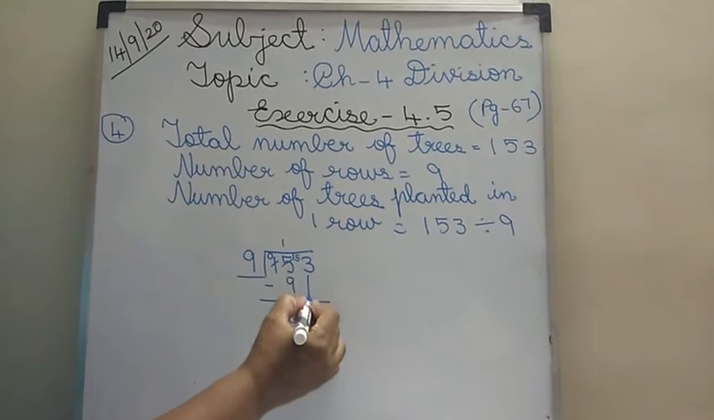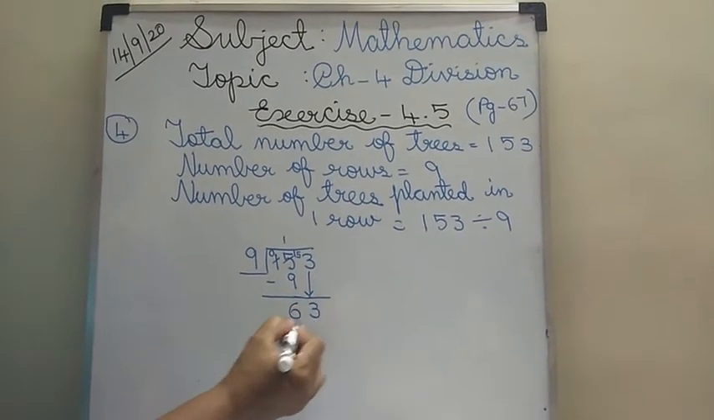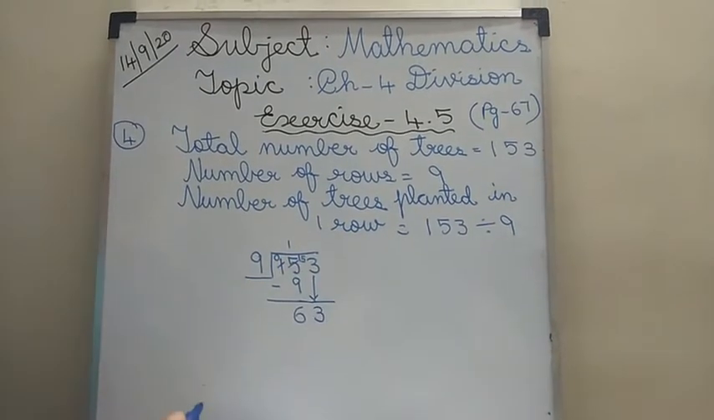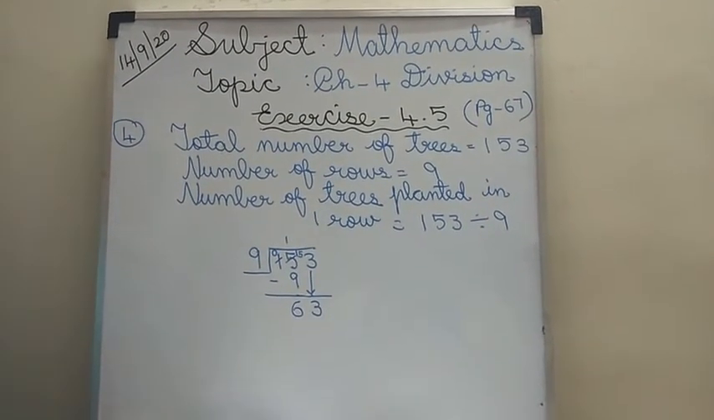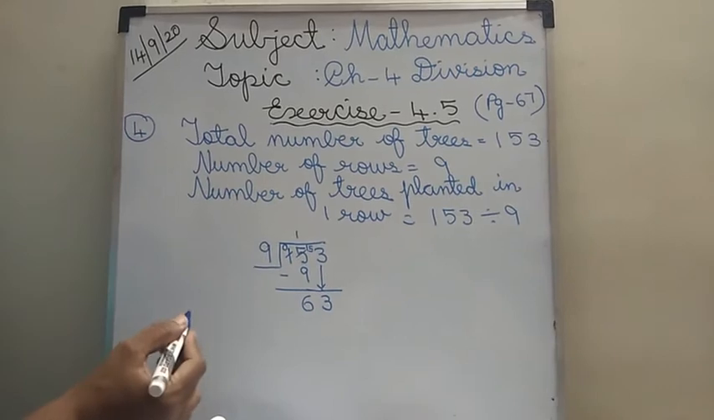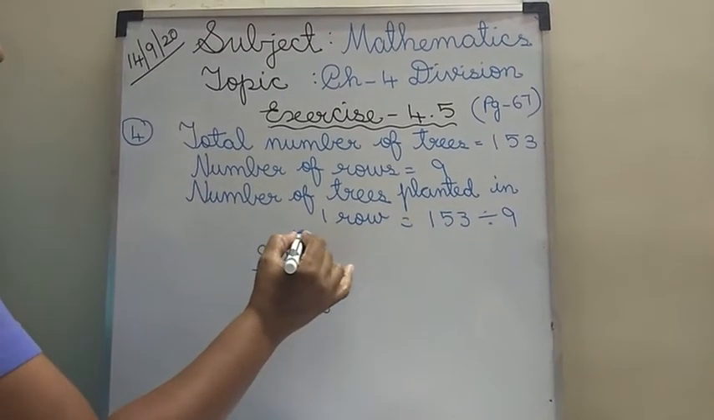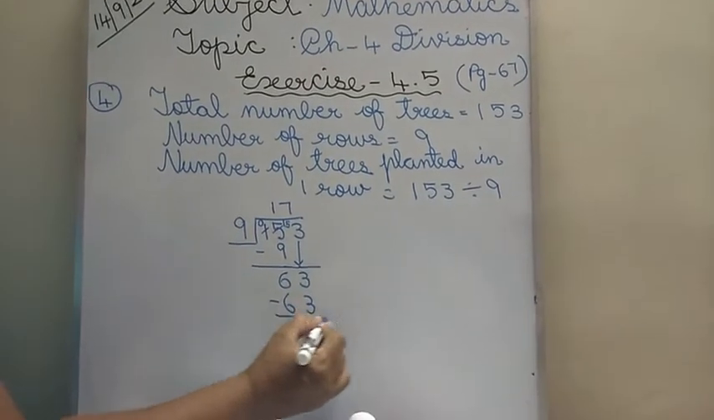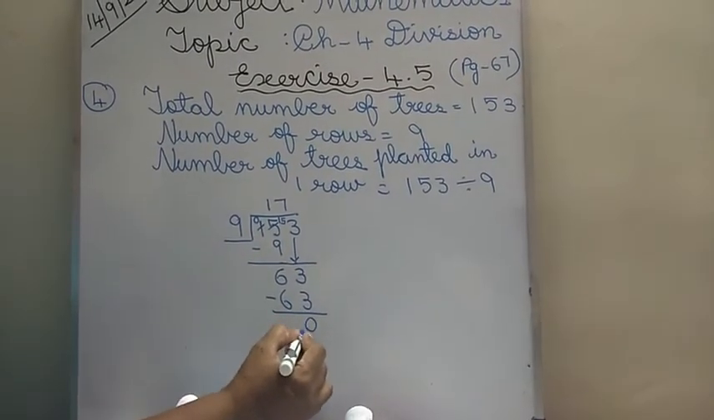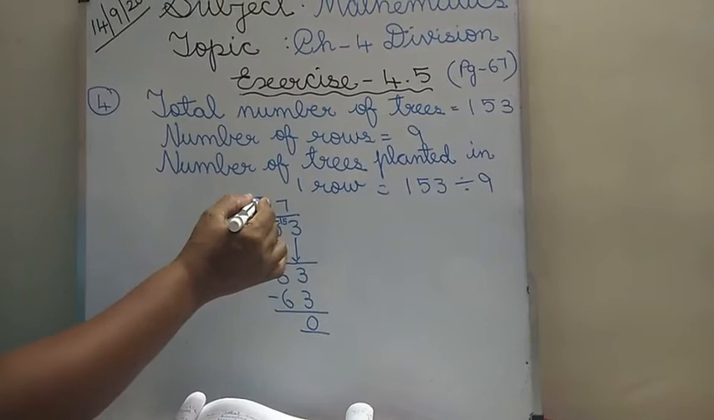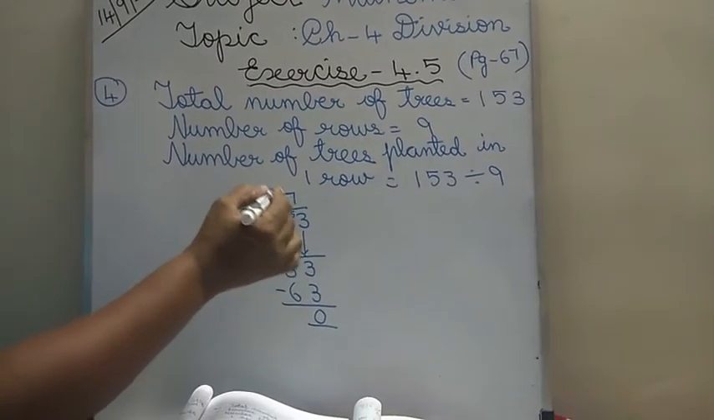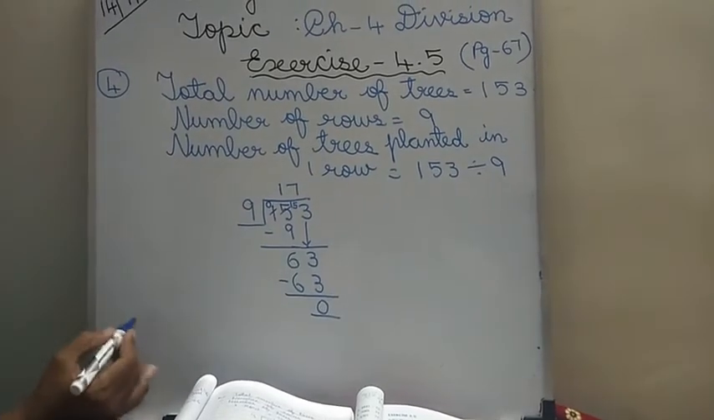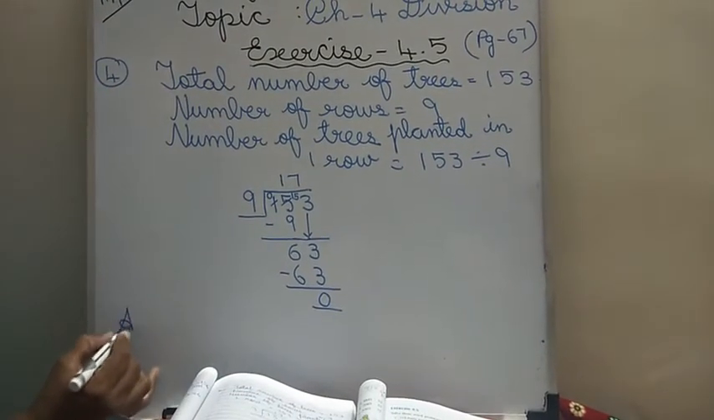And we have to bring down this 3. Now it becomes 63. Isn't it? So in 9 table does it go? Yes. 7 9s are 63. So 63 minus 63, 0. So what's the answer, children? 17. So in 1 row, how many trees were planted? 17 trees were planted.